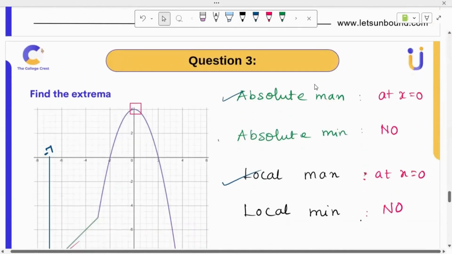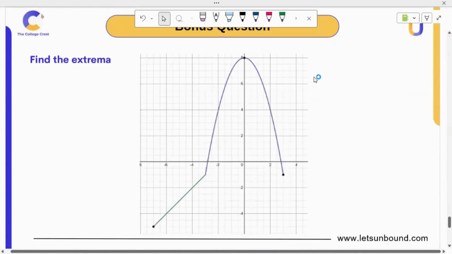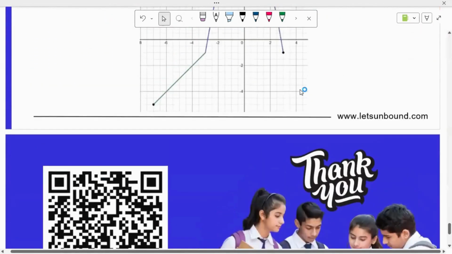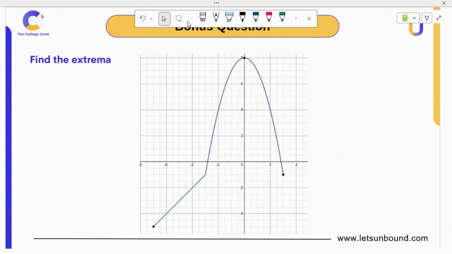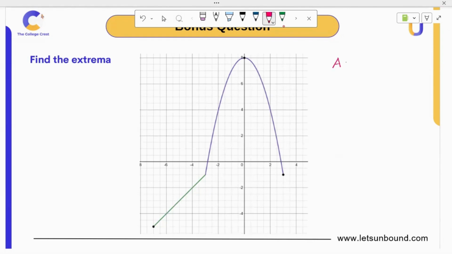We completed 3 questions for today. Next is a bonus question for you. Again, you can take a screenshot of this and solve this question. So type in your answer. I think no decimals will be there. So type your answers in the comment box. So all the 4 extremas: you can type in this way, absolute max, absolute min, local max, local min, and your number.